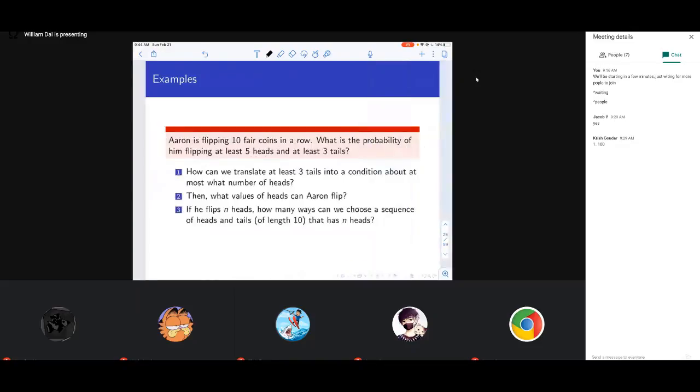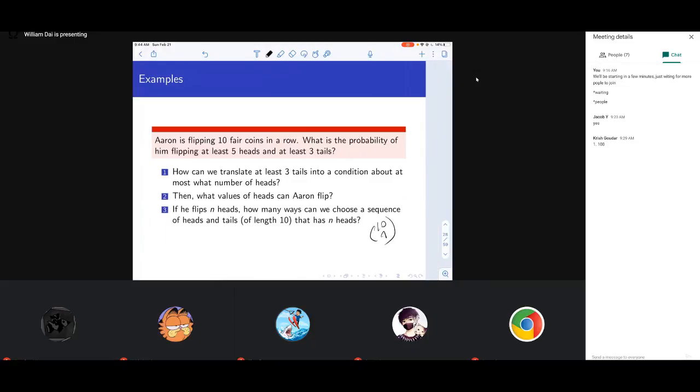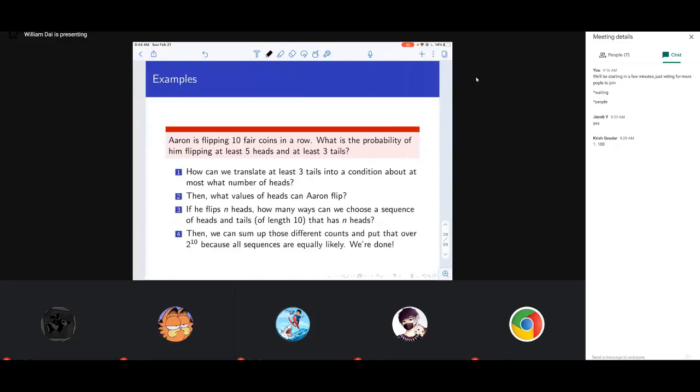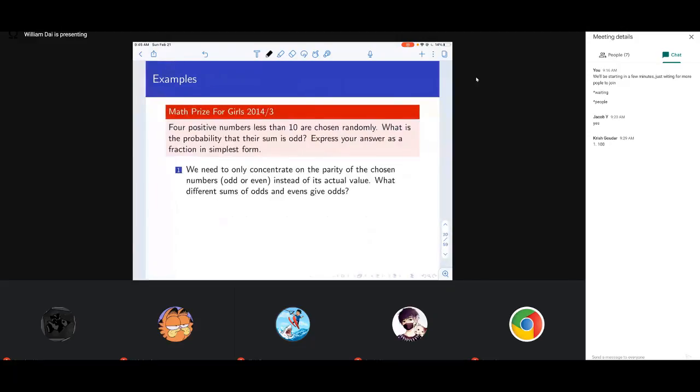Okay, so if he flips n heads, then there are 10 choose n ways to choose which of the coins are heads, and there are 2 to the power of 10 total possibilities. Our answer here is like this, and you just have to compute it out. It's not very hard.